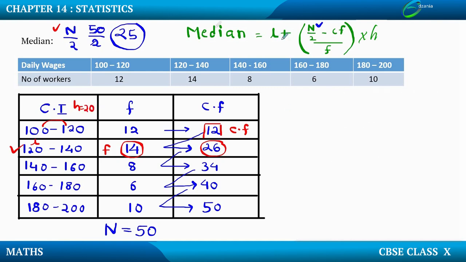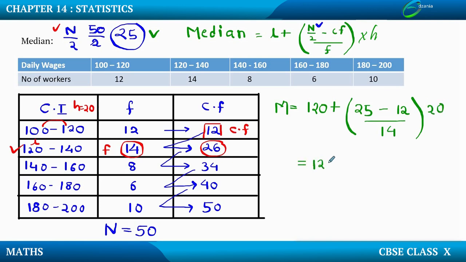Now just substitute. If we substitute in this median, we get median is equal to L, that is 120, plus n by 2 minus CF. N by 2 is already 25, minus CF of the preceding class, 12, upon F. F is 14, into H. H is 20. So we have 120 plus 25 minus 12 is going to give me 13 upon 14 into 20.